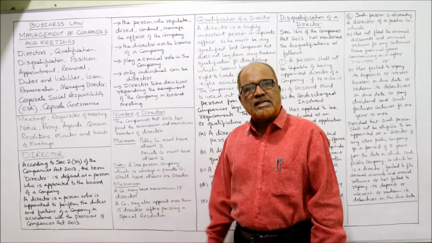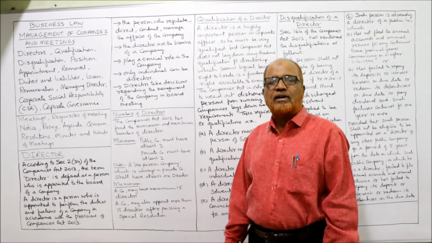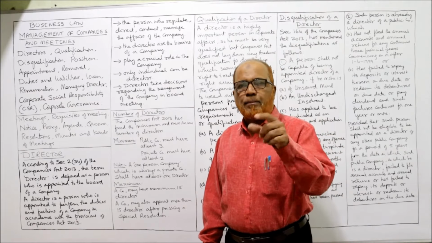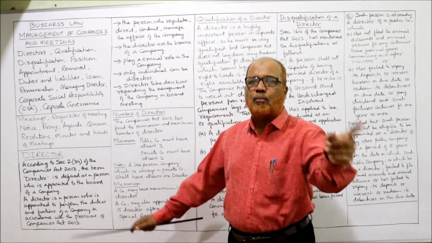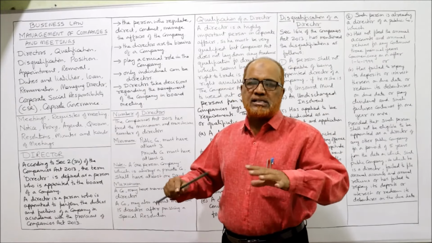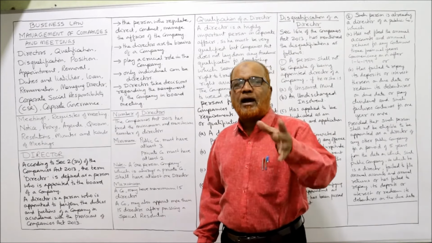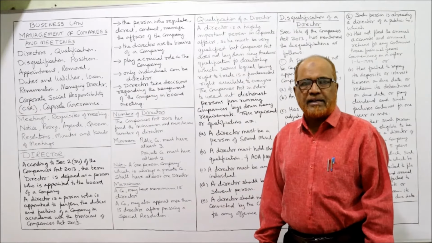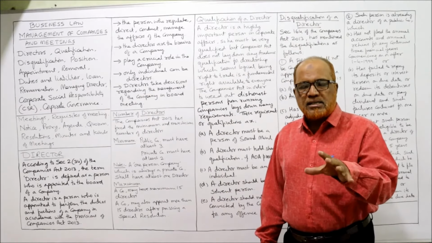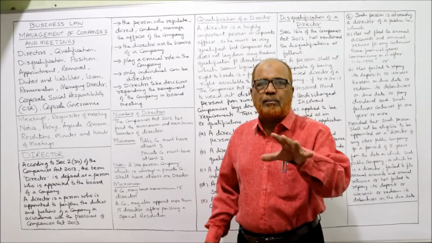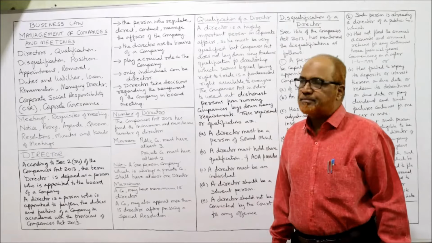First of all, you have to quote the section. Section 2, subsection 34 of the Companies Act 2013 explains, a director is defined as a person who is appointed to the board of the company. A director will perform all the duties and functions of a company according to the provisions of the Companies Act. So he occupies a very important position because the decisions of the company will be taken by directors.